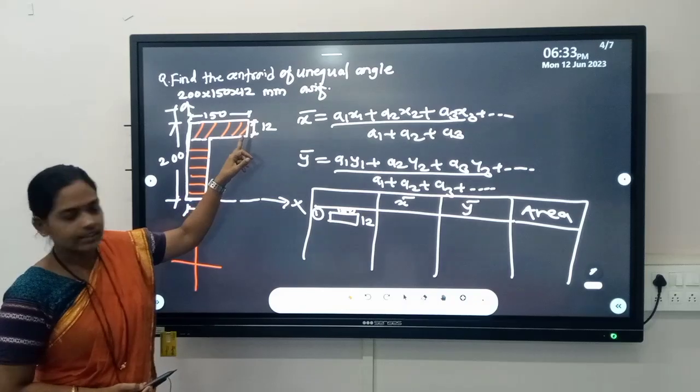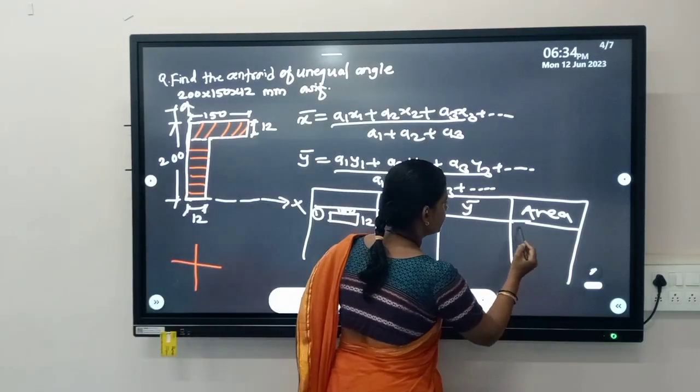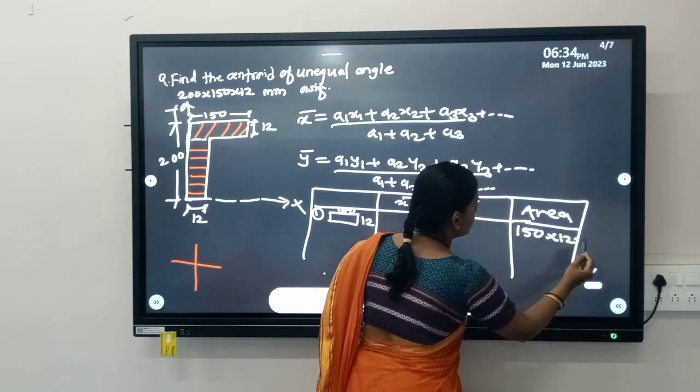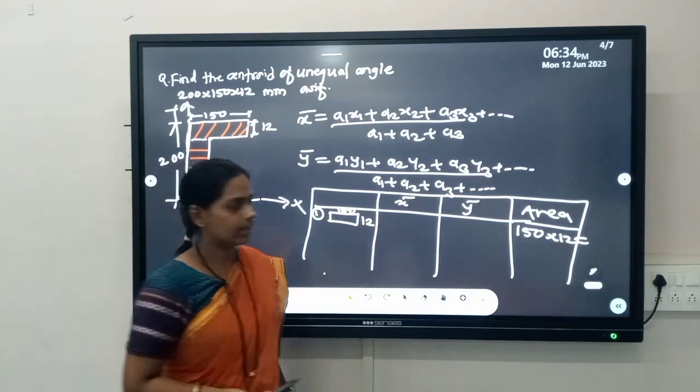150 by 12 is your rectangle. So tell me the area of 150 by 12. What is the calculation? Just tell me the calculation. 1800.